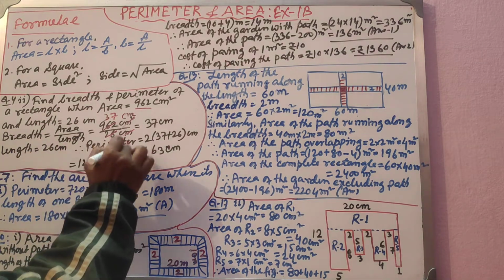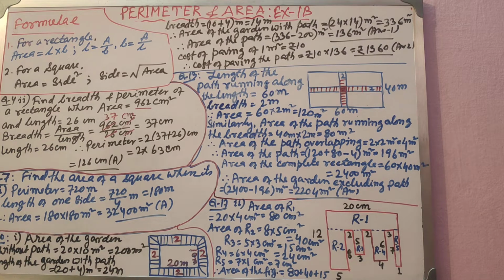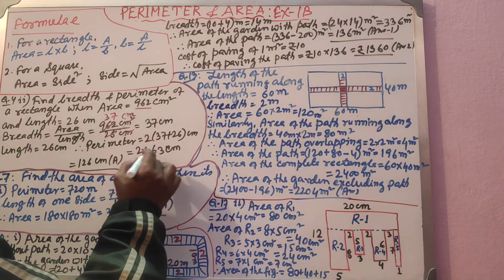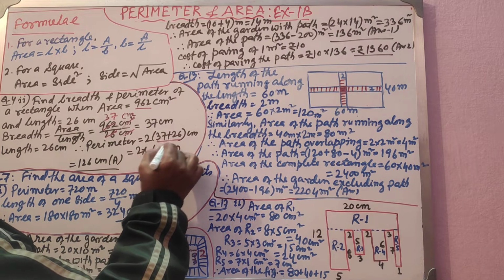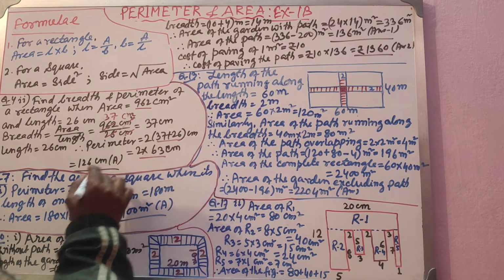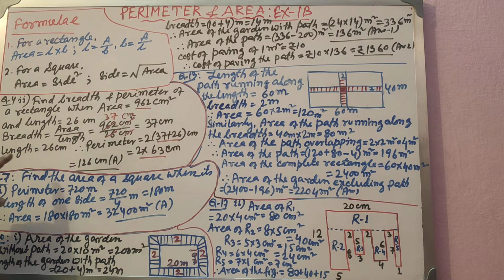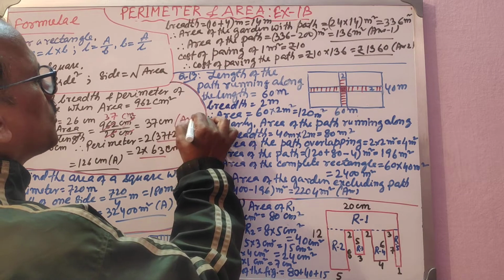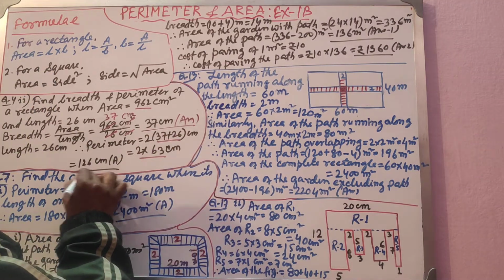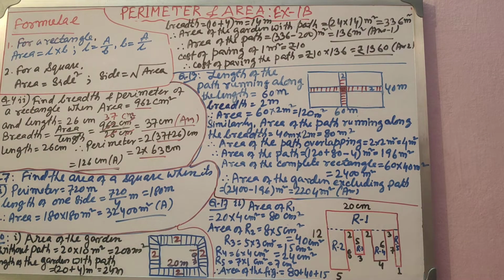Therefore, the perimeter of a rectangle will be 2 into length plus breadth. So that will become 2 into 37 plus 26, which is equal to 2 into 63, which is equal to 126 centimeter. That is the perimeter and breadth you have found out. So these two are the answer, 37 centimeter and 126 centimeter.